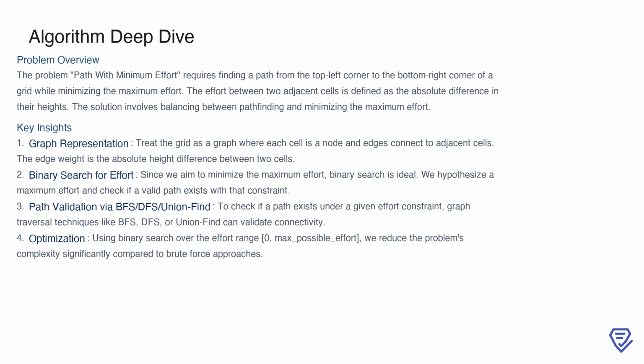We can think of the grid as a graph, where each cell is a node and edges connect to adjacent cells, with the edge weights representing the absolute height differences. To minimize the maximum effort, we can employ binary search. By hypothesizing a maximum effort and verifying if a valid path exists under that constraint, we can systematically narrow down our solution. For validating whether a path exists, we can use techniques like breadth-first search, depth-first search, or union find to check connectivity. This approach is far more efficient than a brute force solution, as it reduces the complexity significantly by leveraging the binary search over the possible effort values.